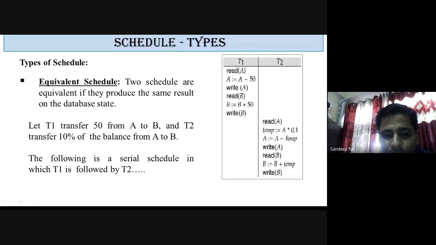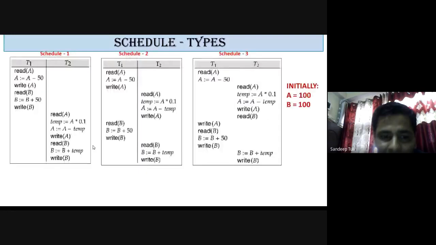And what is the transaction T2 doing? Transaction T2 is trying to transfer 10% of the balance of A to the account B. 10% of A will be transferred to the account B. Okay, so that is what I want to use in the next slide in order to explain the equivalent schedule.